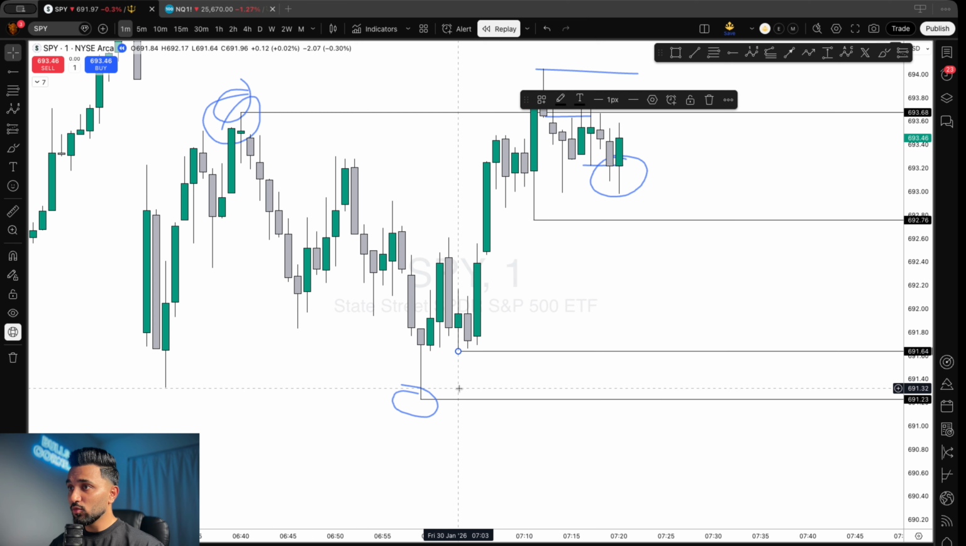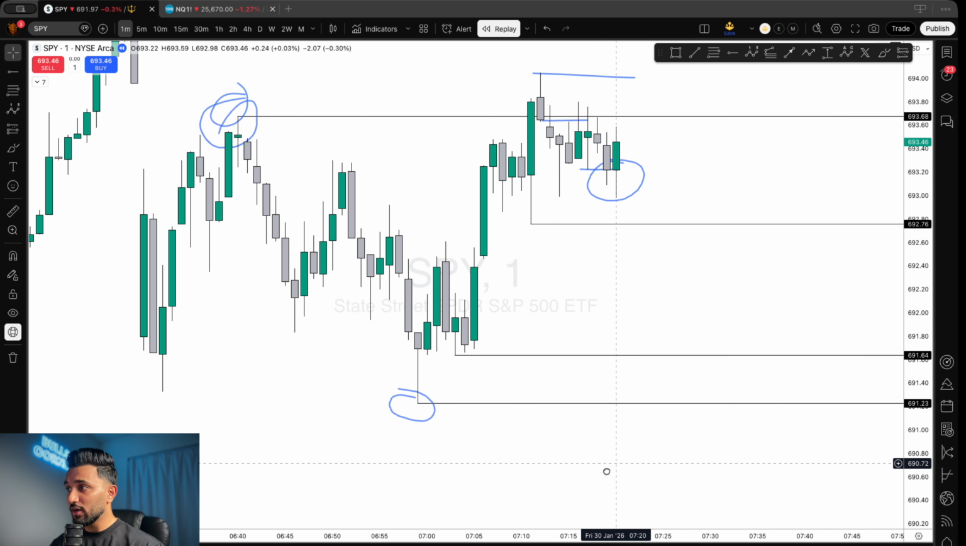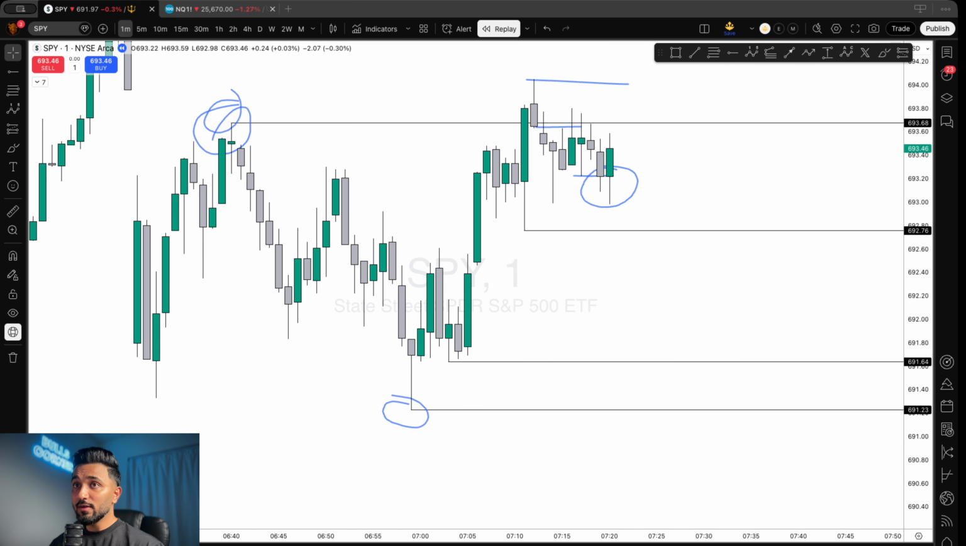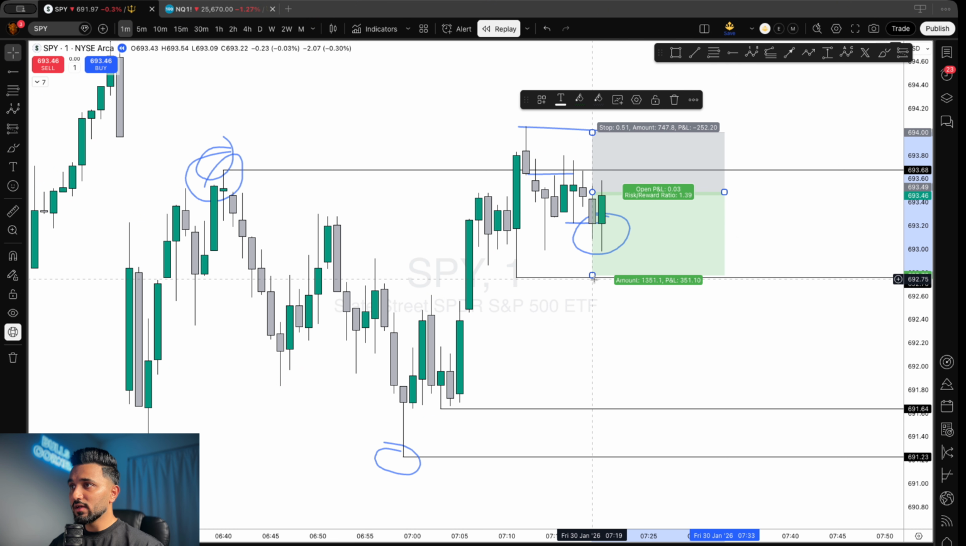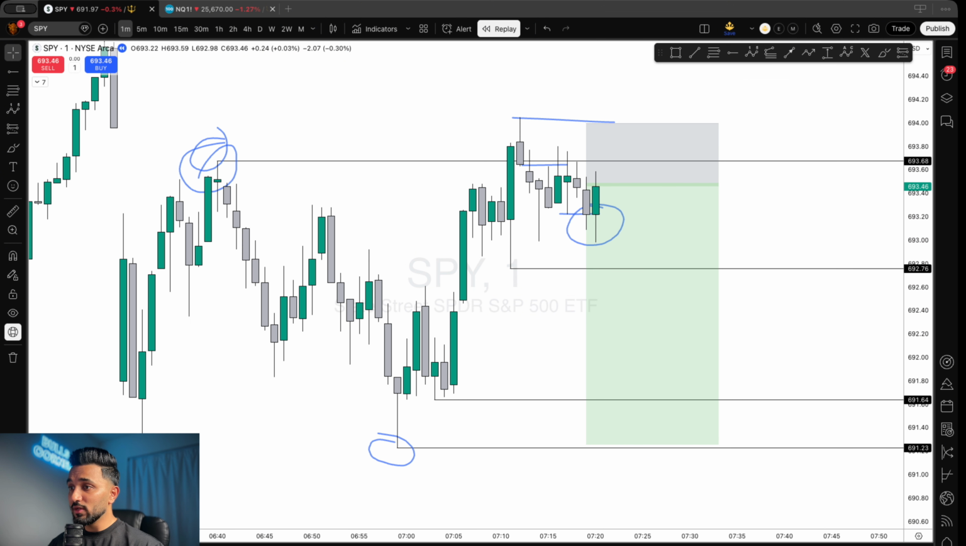And my second target was this internal range liquidity, and my ultimate target was this 691.23 level, and I shorted right here, stop loss right above the highs, and we targeted this massive move to the downside. And now let's see how it plays out.